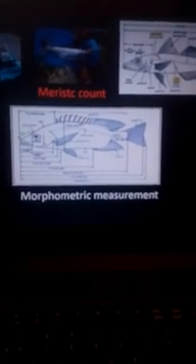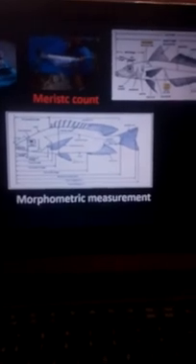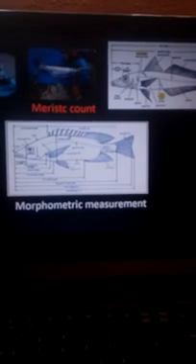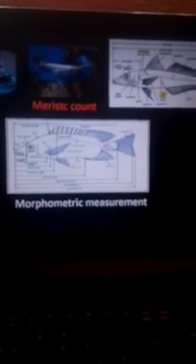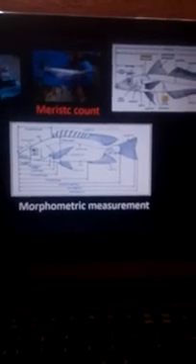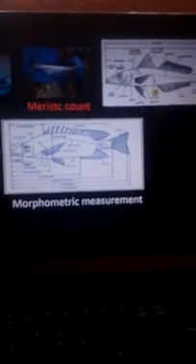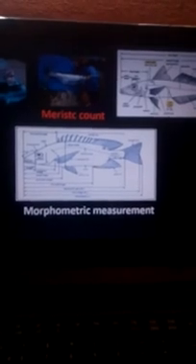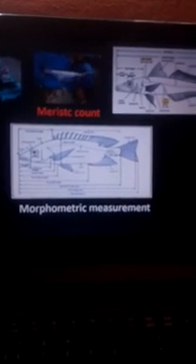Besides rays, we also have a sharp type of material, which is known as spines. So when there is the presence of spines in the fins, we also make the counting of spines. We do the counting of spines as well as the rays present in the fins.